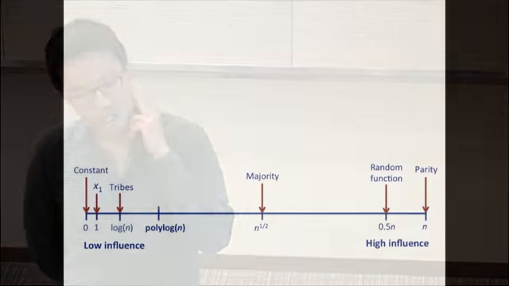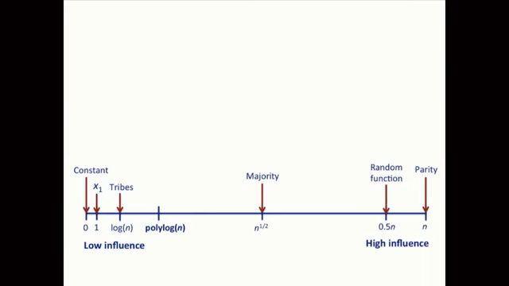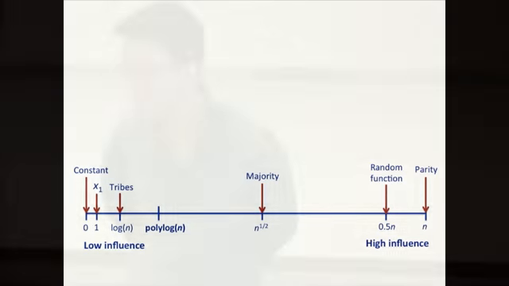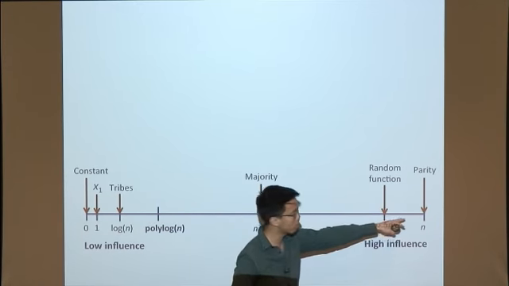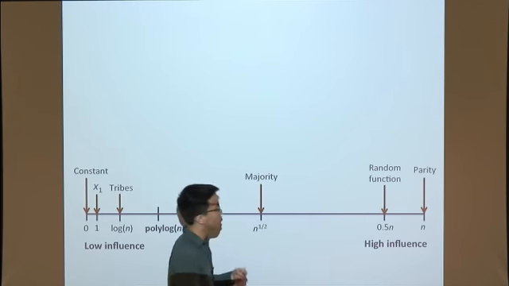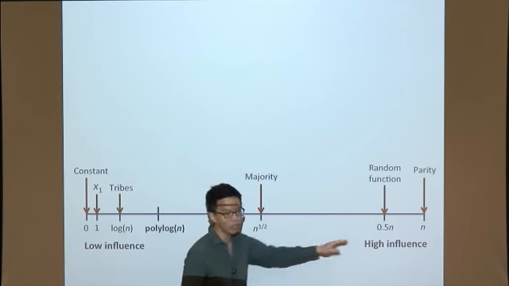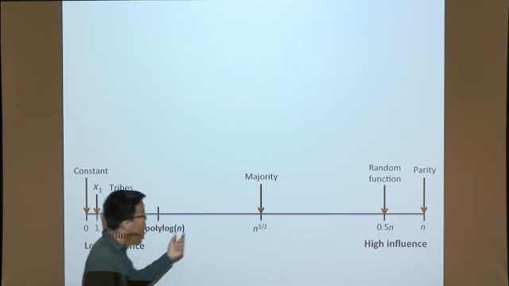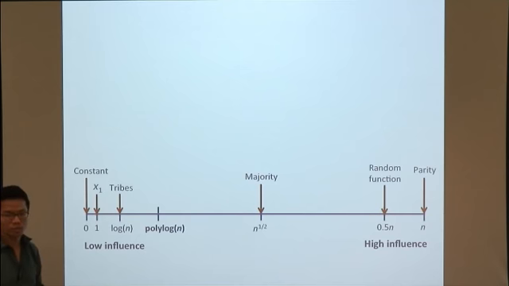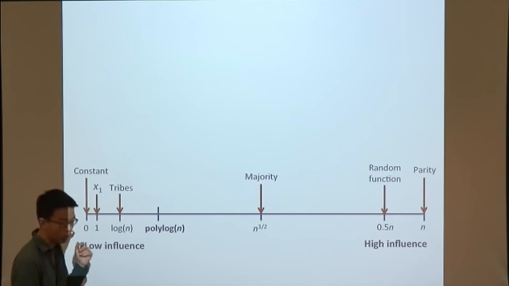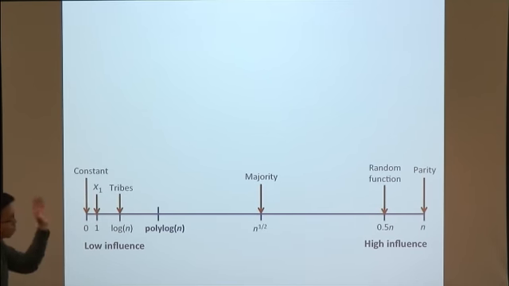So let's look at the usual suspects. This is the line of all possible influences. On the left, you have low influence functions. On the right, you have high influence functions. So let's start with high influence. Parity is the world's most influential function, with influence n. A random function has influence n over 2, so very influential. And majority is not hard to work out. The influence is roughly root n. For this talk, let's think of root n as high. Okay, so that's high influence functions.